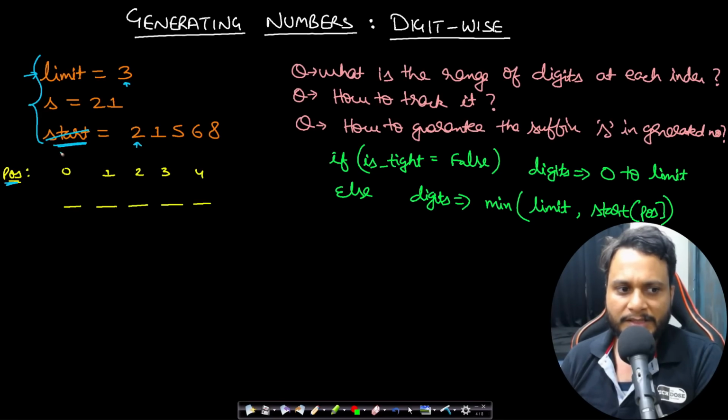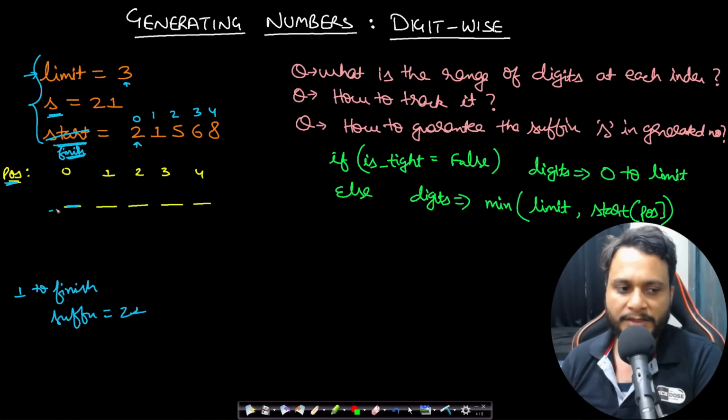So let's say that this is not start, but this is finish. Let me just assume that it is finish. And I want to calculate all the numbers from 1 to finish where the suffix is always equal to 21, as given in this case. So how to generate such numbers? Now for creating the numbers, I will assume that it is a 5-digit number, with positions from 0 to 4.